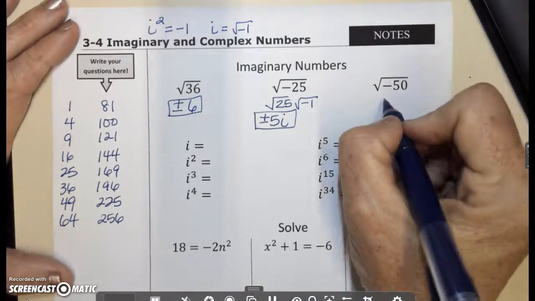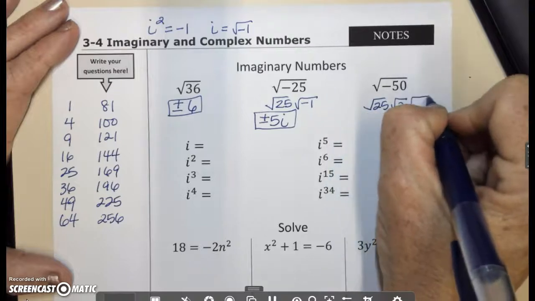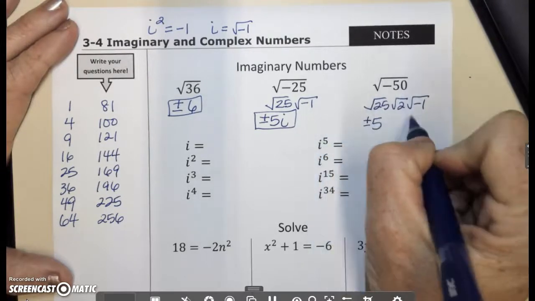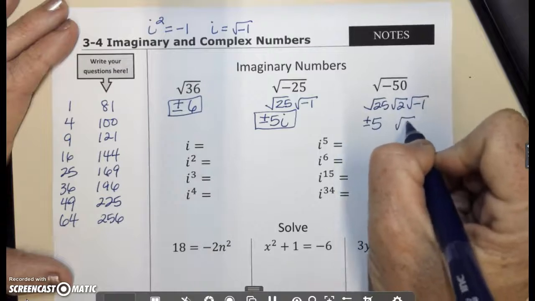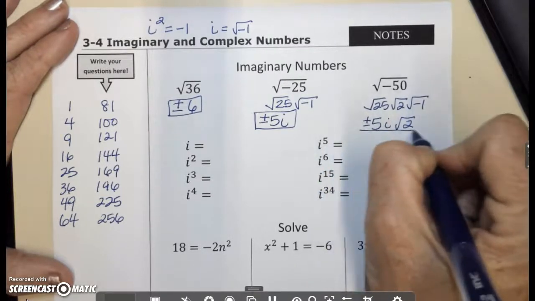Okay, so for negative 50, we could write that as square root of 25 times the square root of 2 times the square root of negative 1. Square root of 25 is plus or minus 5. Square root of 2 is going to stay in the radical over here because we can't simplify that, and square root of negative 1 is I.